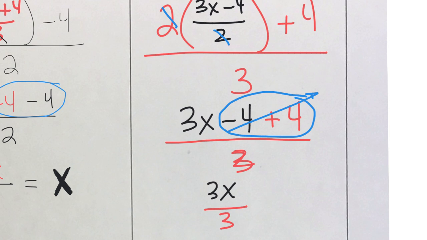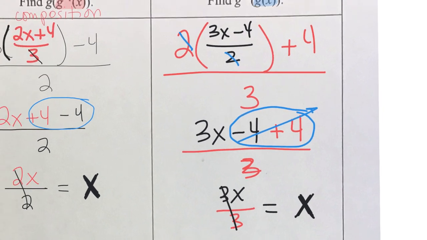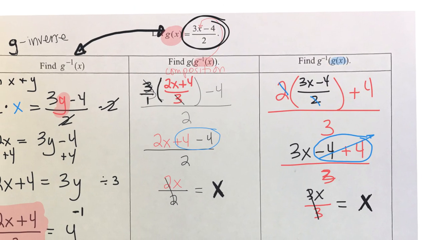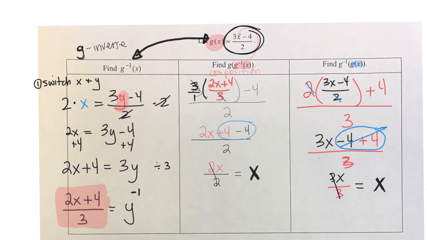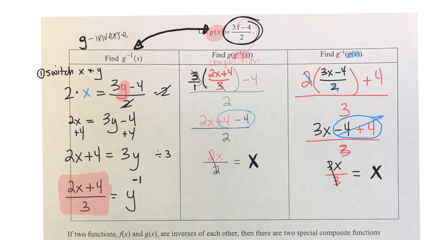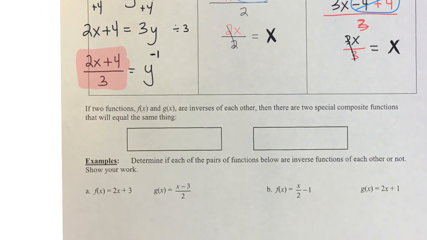3x divided by 3 simply reduces to x. Okay, now of course I hadn't told you this before, but that's exactly what we should be expecting the answers to be, because g and g inverse are the inverses of each other. And when you compose inverses, the answer is x.